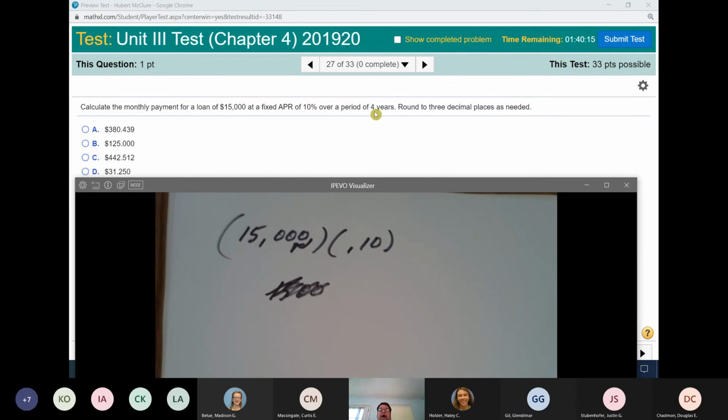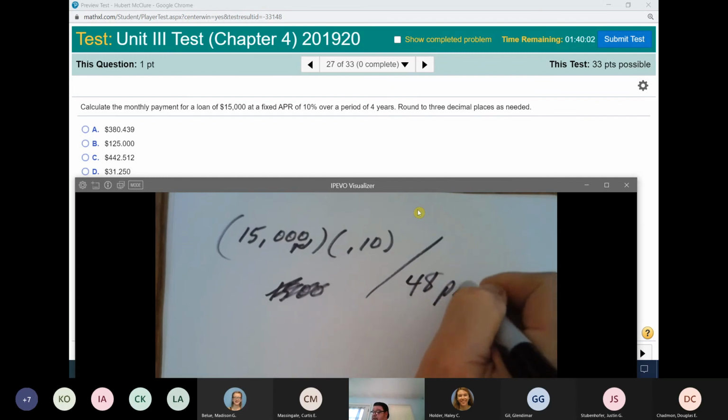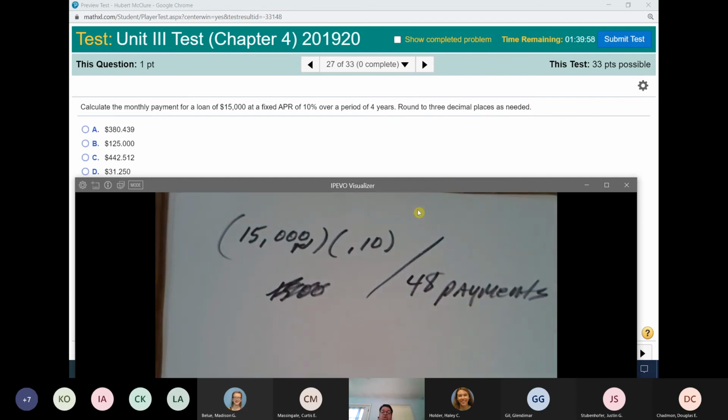Well, and then you divide it. What's 4 times 12? You divide it by 48. Okay? You divide it by 48. I'm just going to put divided by 48 payments. That looks like a simple interest problem.